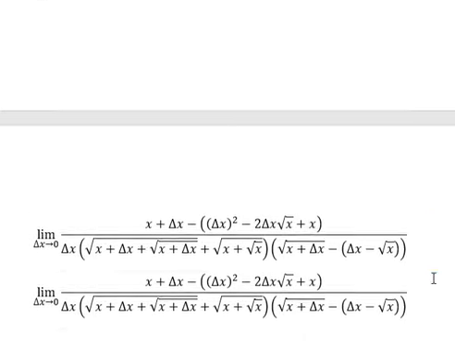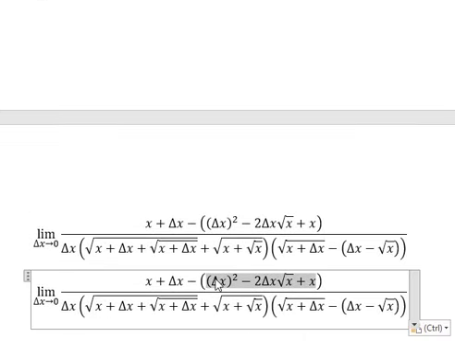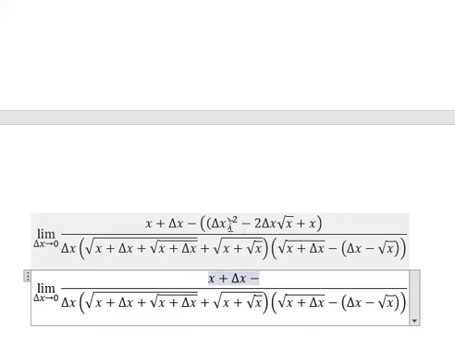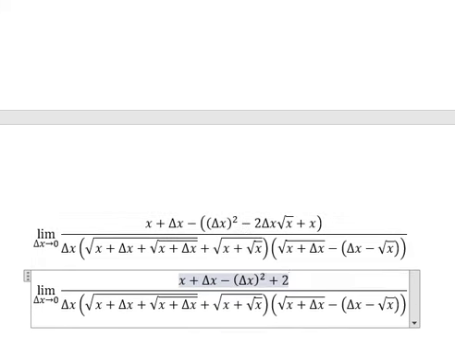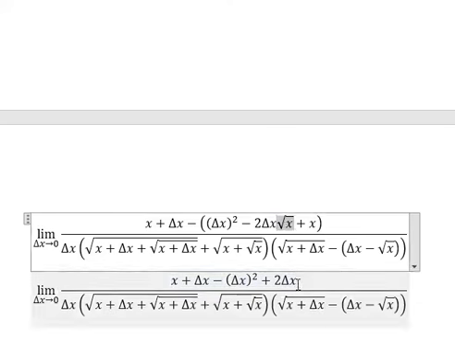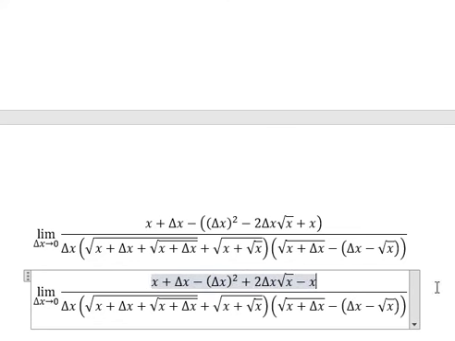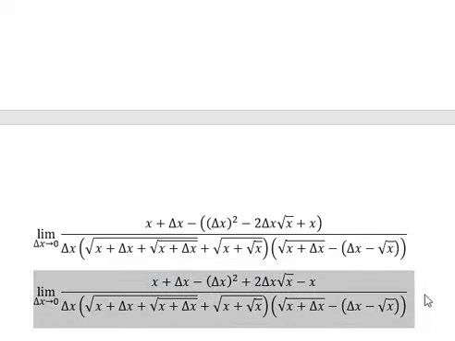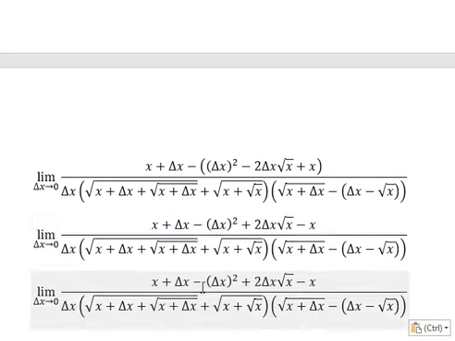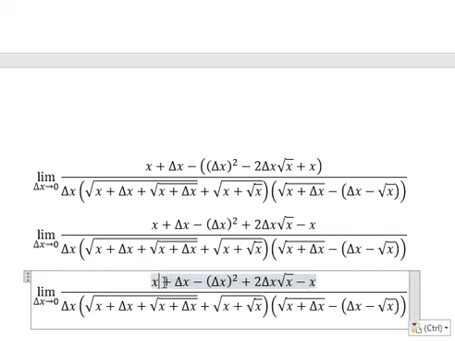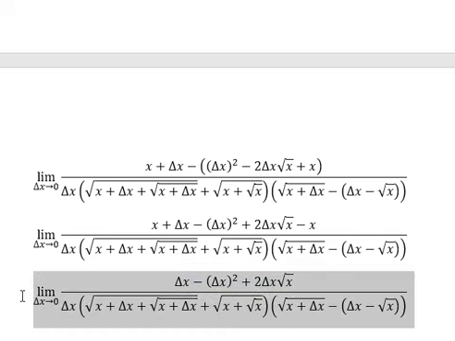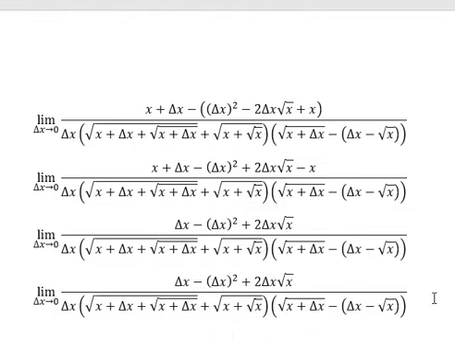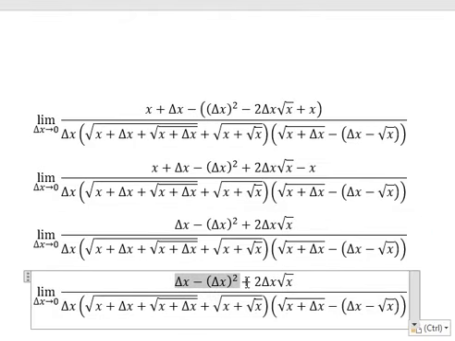Now we need to open the parenthesis of this one. You get negative delta x squared plus 2 delta x with the square root of x minus x. Next, x minus x we cancel. Next, we divide by delta x for this one.